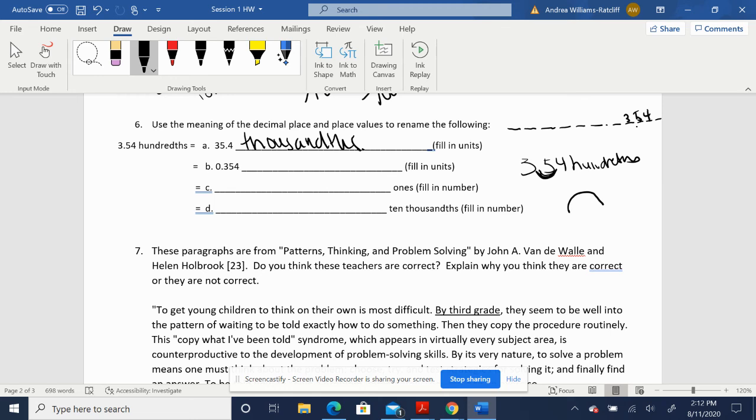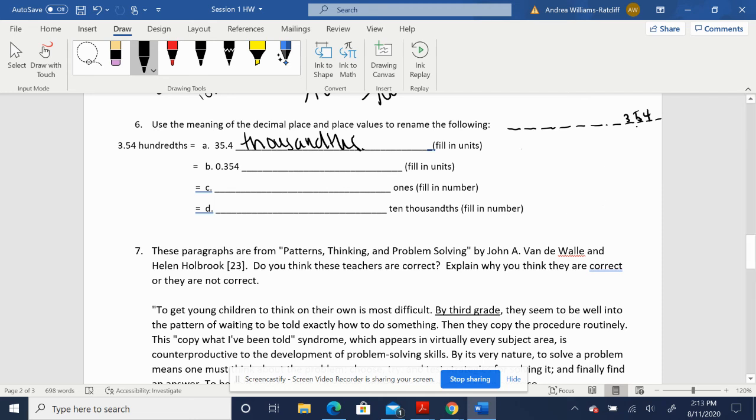Okay. I have 3.5 approximately hundredths. When I traded down, I get more thousandths. Now remember, these are fractional pieces. So even though it sounds bigger, that means it's a smaller fraction. Okay. So let's see what we look at when we go to B.